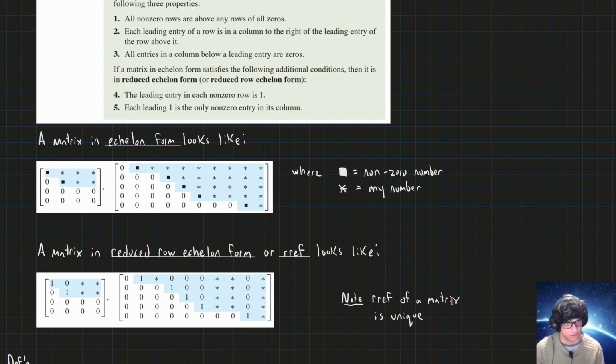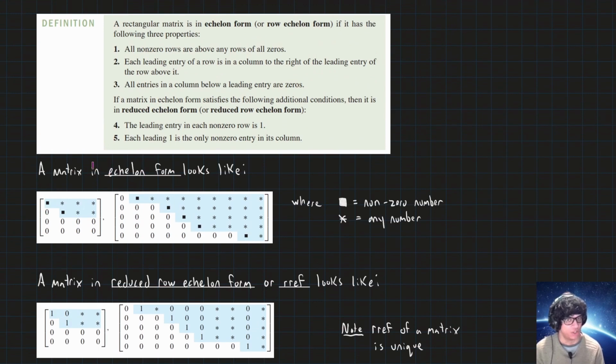I'll also comment that the reduced row echelon form of a matrix is unique. There's only one reduced row echelon form of any given matrix. The more general echelon form is not unique.